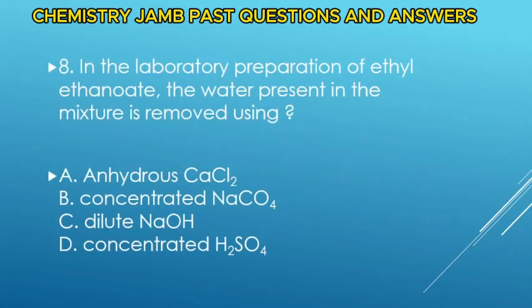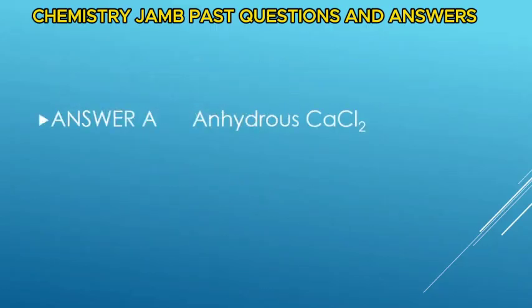Question number 8. In the laboratory preparation of ethyl ethanoate, the water present in the mixture is removed using A. Anhydrous calcium chloride, B. Concentrated sodium carbonate, C. Sodium hydroxide, D. Concentrated tetraoxosulfate(VI) acid, H2SO4. The answer is A, which is anhydrous calcium chloride.